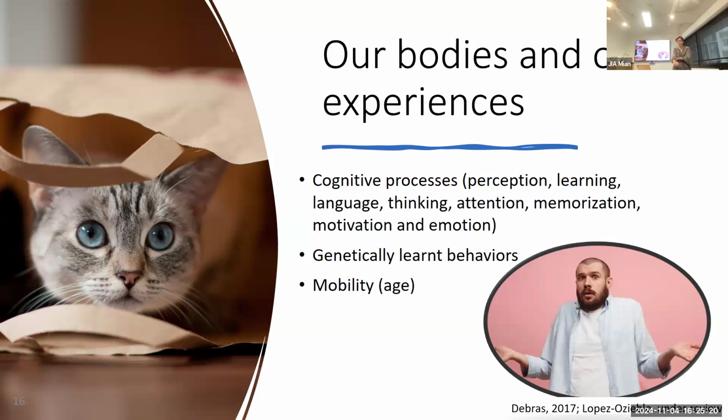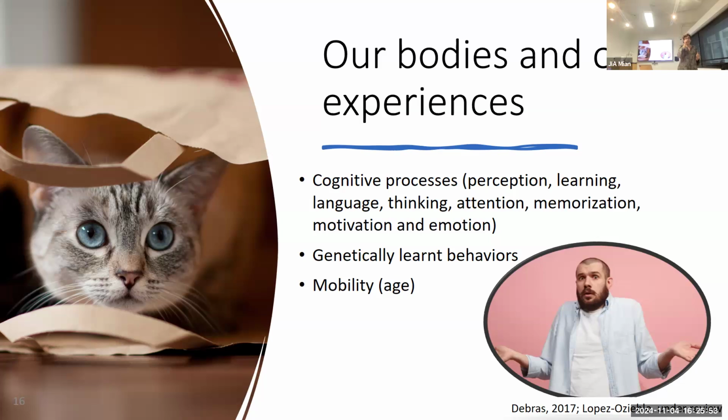Our bodies and our experiences. So here, don't forget that many of our behaviors are genetically learned. And just to give you a very, very silly example, when we're afraid, or when an animal is afraid, they will cower, they will try to make themselves as small as possible. So is that shrug gesture coming from that natural instinct to make ourselves as small as possible, open our hands, show that we pose no threat?